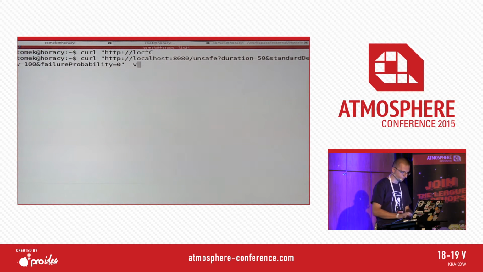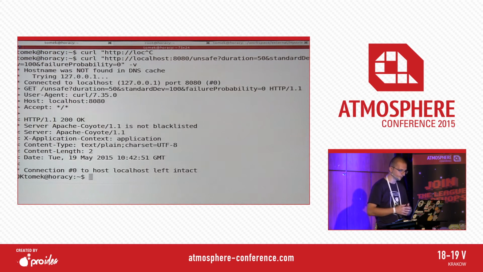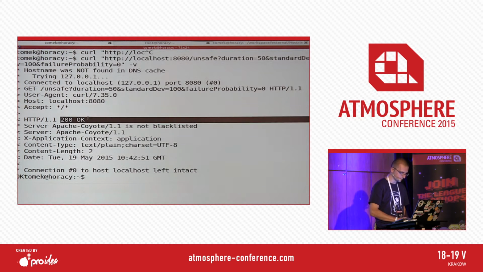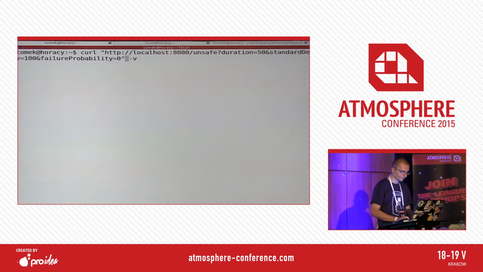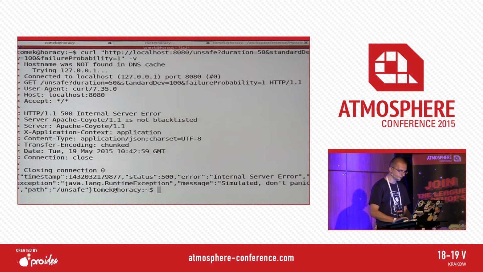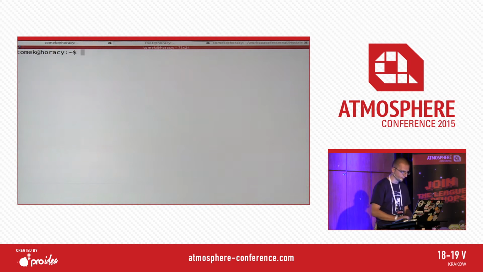So I'm running it right now, and the duration is 50 milliseconds, and failure probability is 0. So we should almost immediately get 200, okay? And here it is. So that's fine. Here's my little simulation tool. So let's run again with failure probability 1, and this time we're going to get 500. So that's about it. And the unsafe endpoint behaves the same way, at least for now.